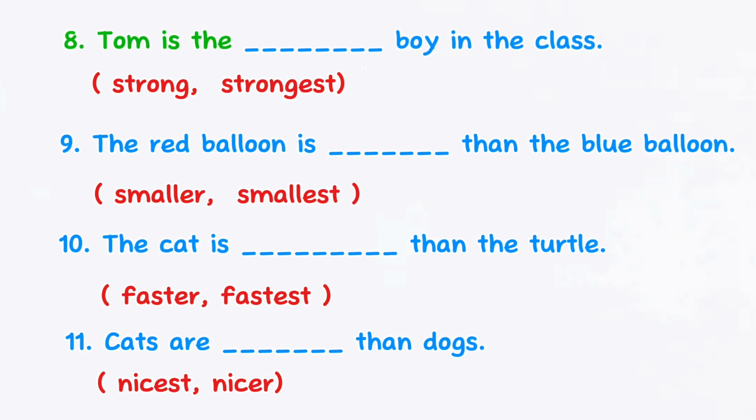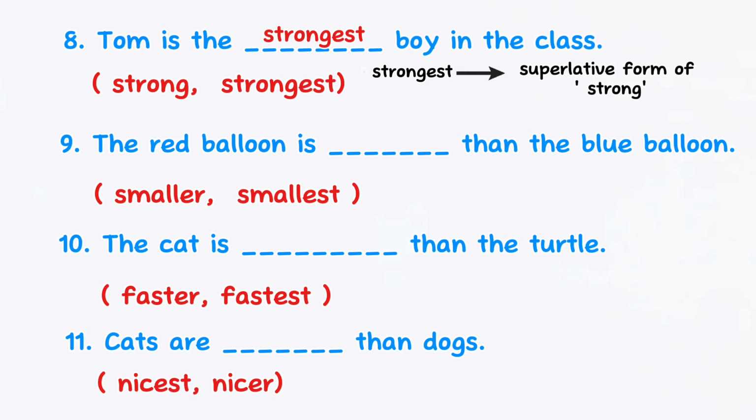Tom is the blank boy in the class. The choice is strong, strongest. The answer is strongest. Tom is the strongest boy in the class. Strongest is the superlative form of the adjective strong, used to indicate the highest degree of strength among a group. Strong is the base form, while stronger is the comparative form used when comparing two things. Since we are indicating that Tom has the highest level of strength among all the boys in the class, strongest is the correct choice.